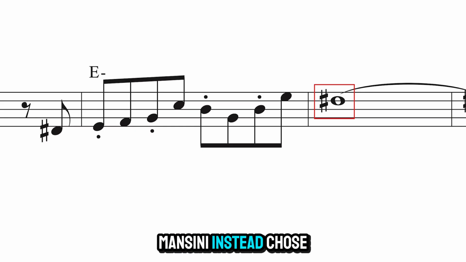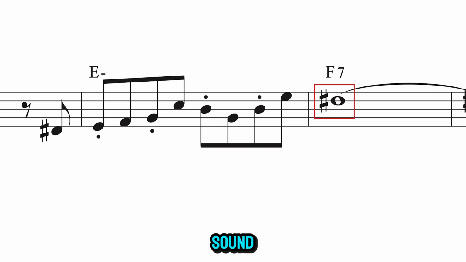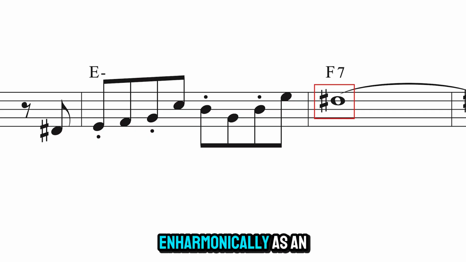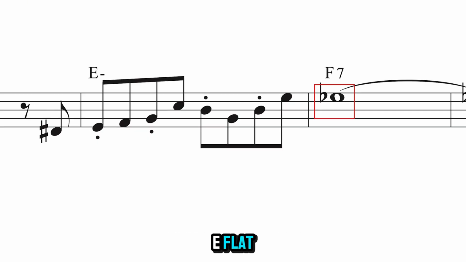Mancini instead chose to use the non-diatonic flat 2-7 F7 to harmonize this note, which imbues the proceedings with a different feeling, a more unusual, surprising and enigmatic sound. This D sharp melody note can be thought of enharmonically as an E flat, the minor 7th of this F7.